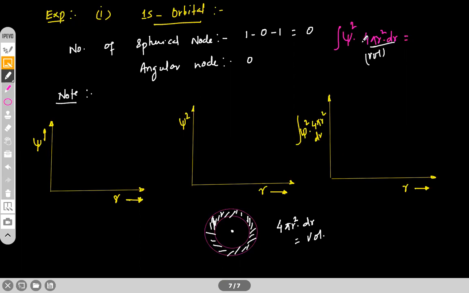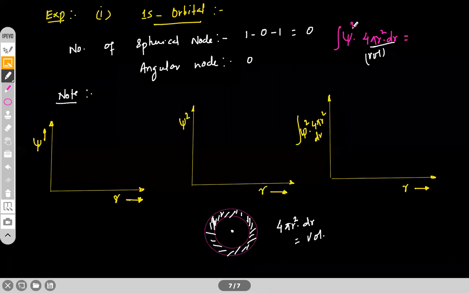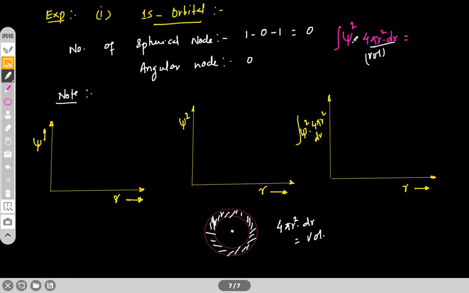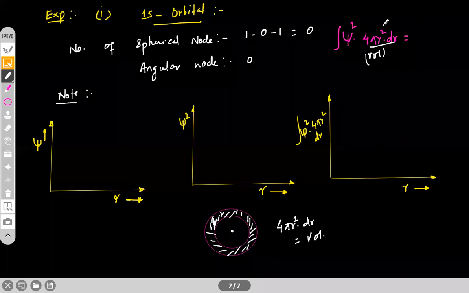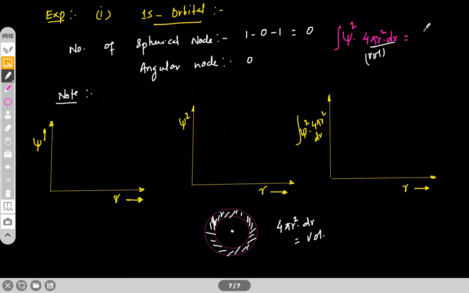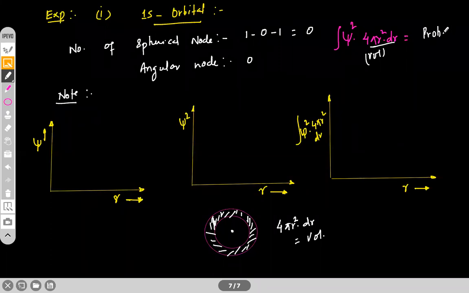And we know psi square is a probability density, meaning probability per unit volume. So this term is the probability of the electron.